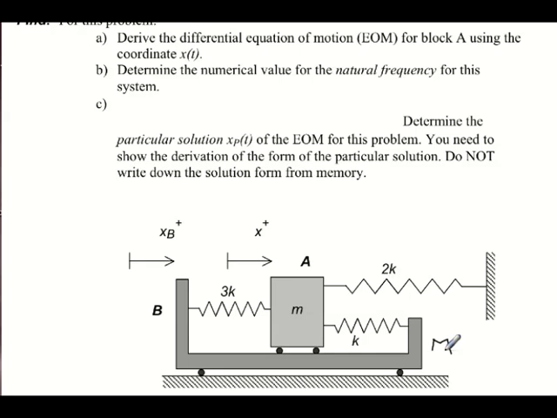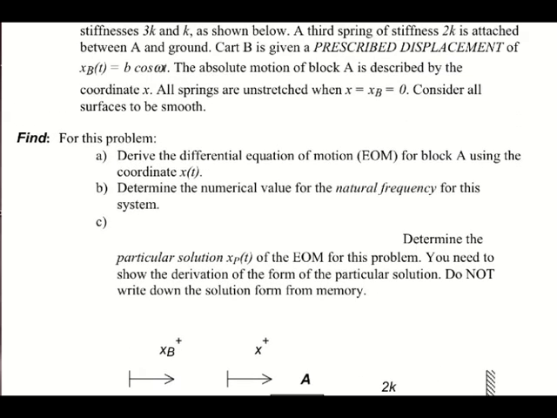On the left side, it's 3K. On the right side, it's K. And then between A and ground is a third spring, which has a stiffness of 2K. What we also know is that the cart is given a prescribed motion of XB. So XB is, if we look back up here, prescribed, and it's given by some magnitude B times cosine omega t.